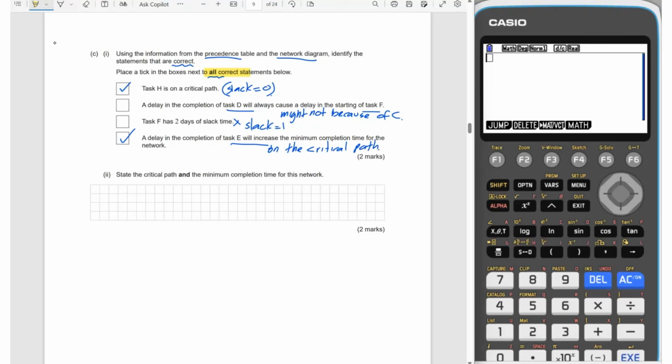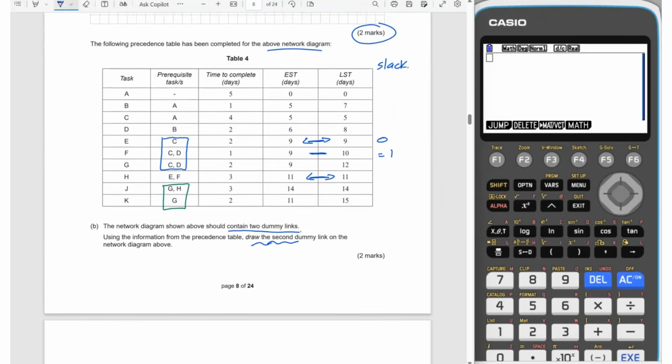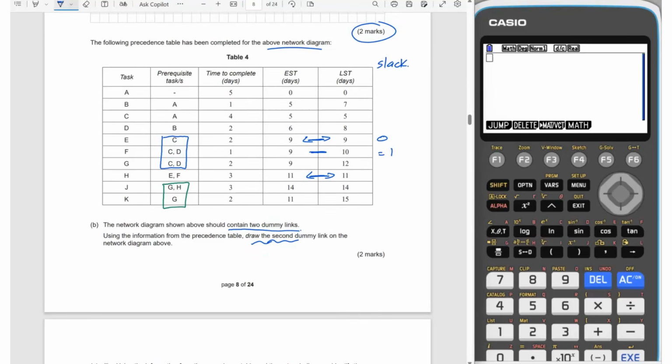And then it's saying, well, what is the critical path and what's the minimum completion time? So if we're looking at the critical path, we want the earliest start time and the latest start time to be the same. Or we're just checking for the slack. So the slack is your LST take your EST. I'm just going to fill this in first because it's going to help us identify the path. 2, we've already got the 1. 12 take 9 is 3. We've got 0, 0, and 4. So anything with a 0 on it is going to be on the critical path.